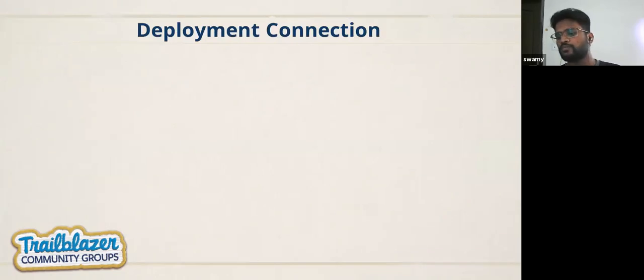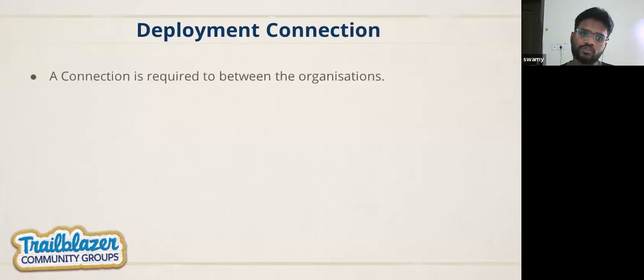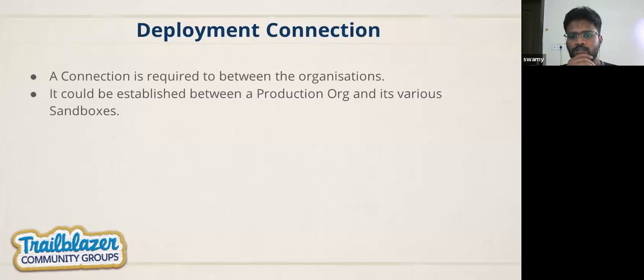So for deploying anything, we need a connection. That connection is called deployment connection. This connection automatically creates between the organizations. If you are working in a sandbox and a production, whenever a new sandbox is created out of a production box, at that time this connection gets created automatically. So we all know that there are different types of sandboxes. I already explained this point.